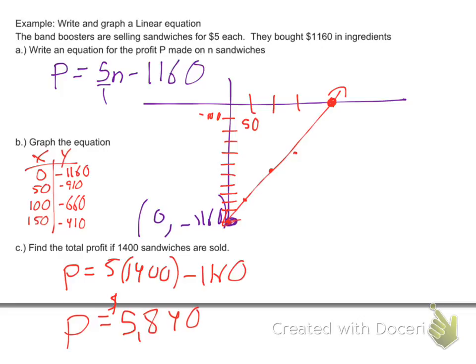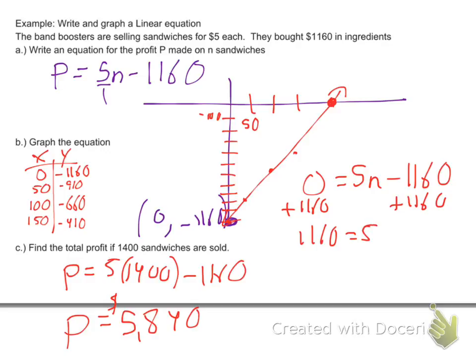How could I also pose the question of how many they need to sell to break even? They need to sell 232. What would their profit be at break even? 0. It'd be 0 profit. So in that case, when does 0 equal 5n minus 1160? Add 1160 to both sides, and then divide by 5. 232 equals n.